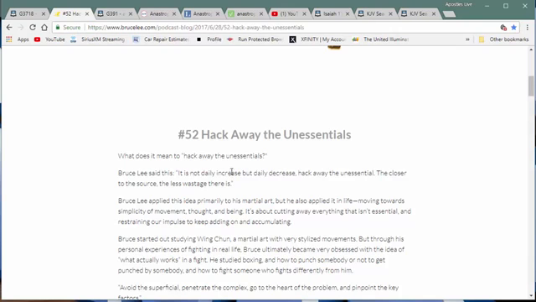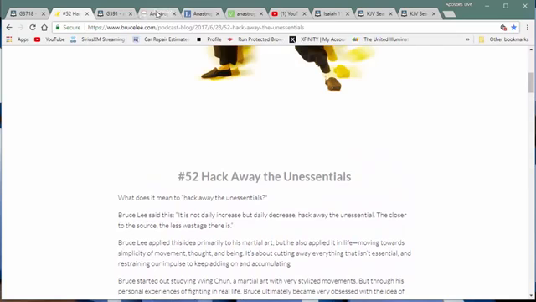It is not daily increase, but daily decrease. Hack away the unessential. The closer to the source, the less wastage there is. And what this means, the unessential would be the mountain of words. We don't need that. We use words that get right to the point. And that leads us into a method of conversation known as Anastrophe. Okay, Anastrophe. Let's get into that.